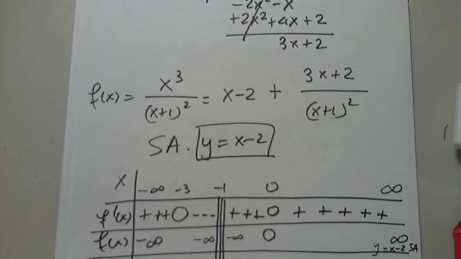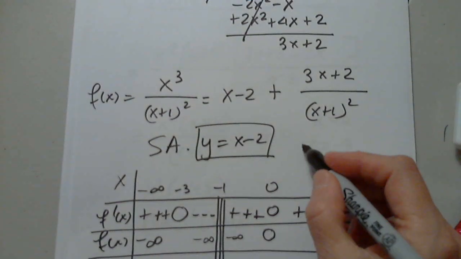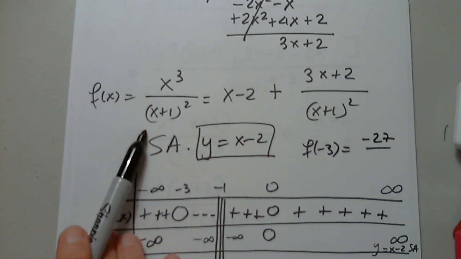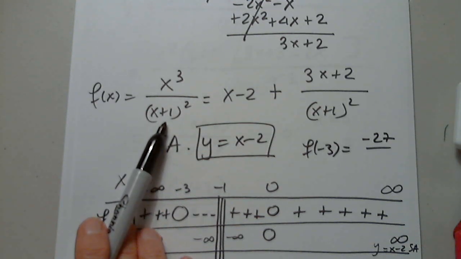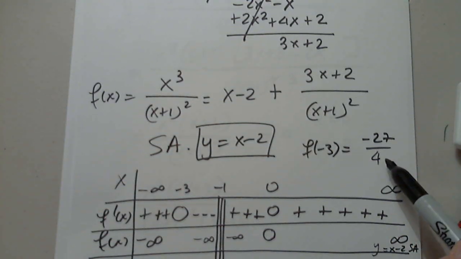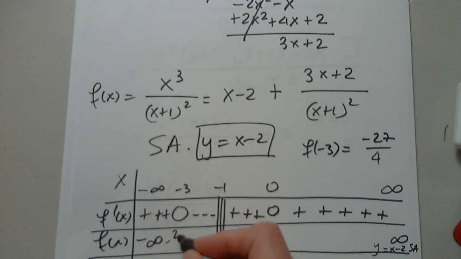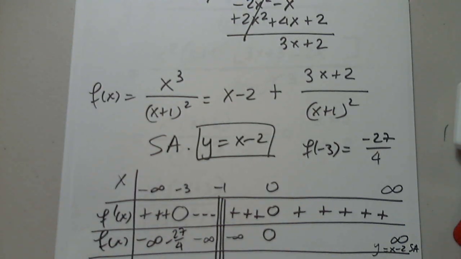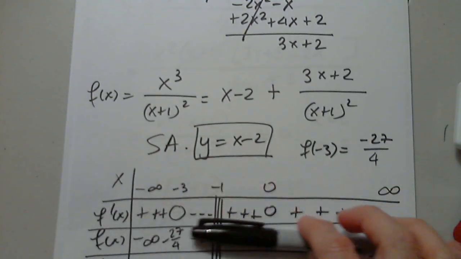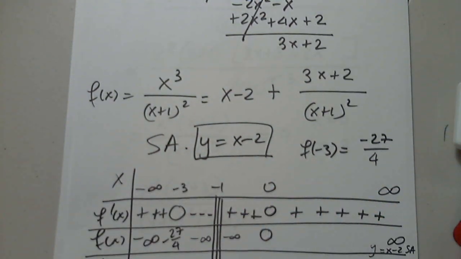Because I have to plug in the function -3 to get this first. So f of -3. -27. -3 plus 1 is -2. -2 squared is 4. And this is approximately -7. -27 over 4. Okay. So now I have to make sure that these two are working well together. If not, I'll say, uh-oh.